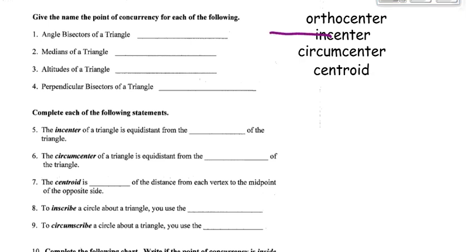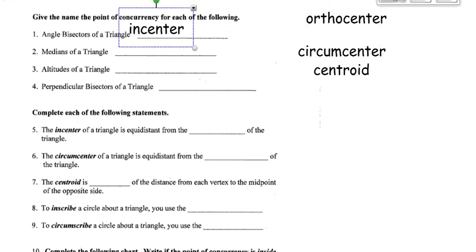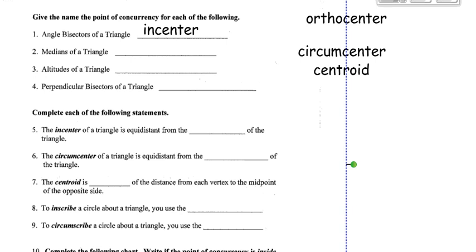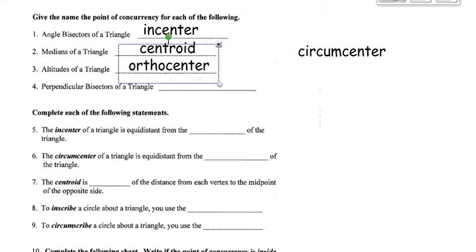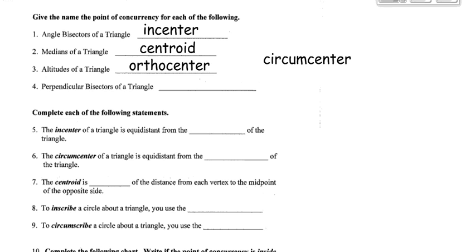So angle bisectors, oops, that's not what I wanted. I wanted this guy. The angle bisectors of a triangle is the incenter. The medians of a triangle, Dylan, which center is that? Look in your notes. The medians, point of concurrency is the centroid. So the orthocenter is where the altitudes meet, and I'm not even calling anybody for that one because that's the last remaining vocab. All right, so make sure you get that on your paper.